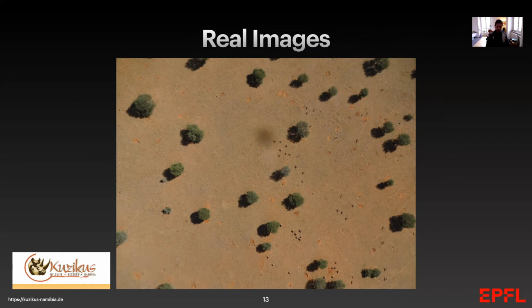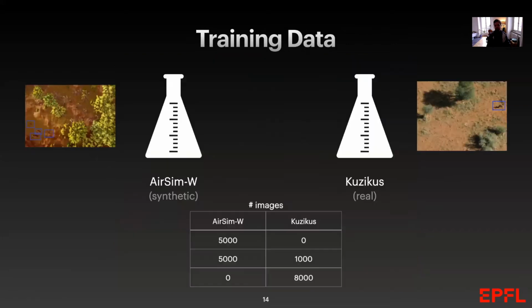And of course, we use this as a target in order to see how our model trained on AirSim performs. But we also try intermediate models. We try mixtures of the two datasets. In more detail, our baseline is the AirSim-only model, which was trained on 5,000 AirSim images. Then we have two models trained on a mixture of the two, of 5,000 AirSim and 1,000 Kuzikus images. The first model was trained with both datasets combined from the start. And in the second, we first train on AirSim and then fine-tune on Kuzikus. And finally, we construct an upper bound scenario where we train on 8,000 of the Kuzikus images, the real ones.